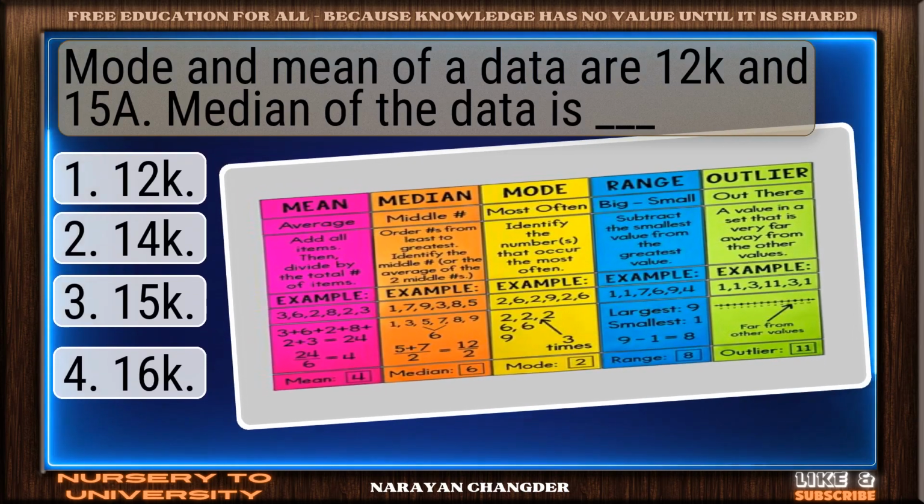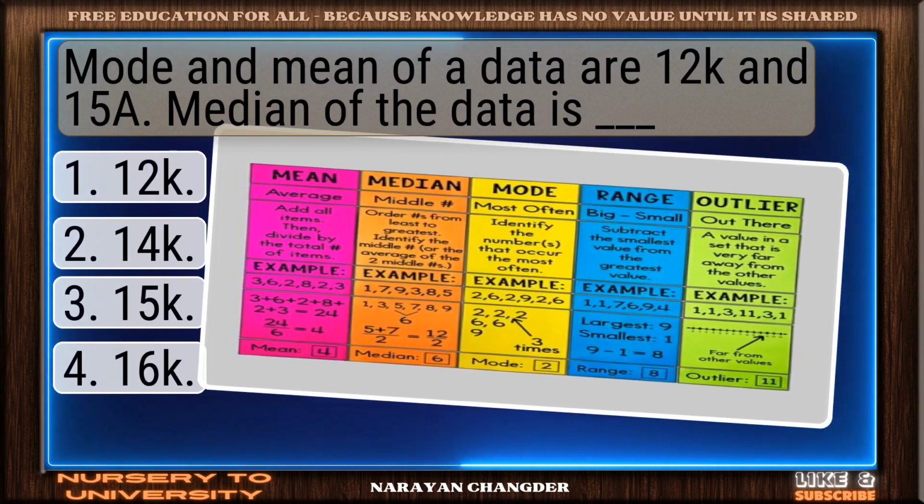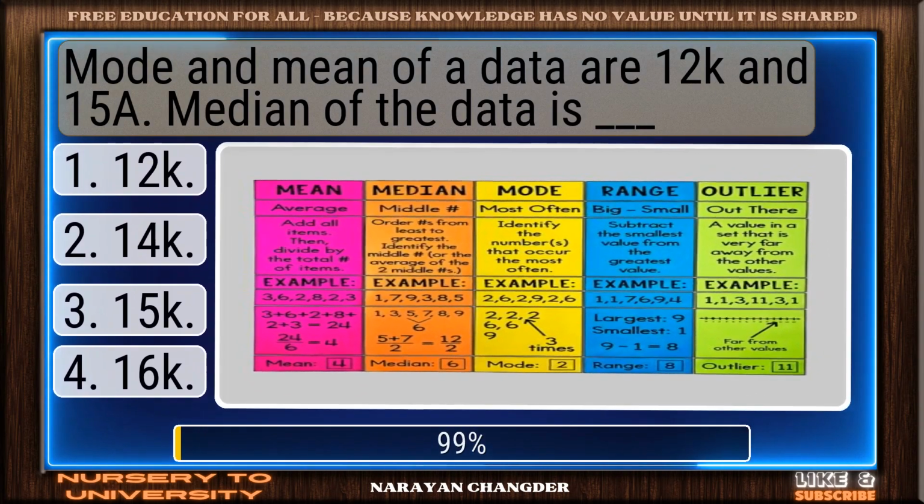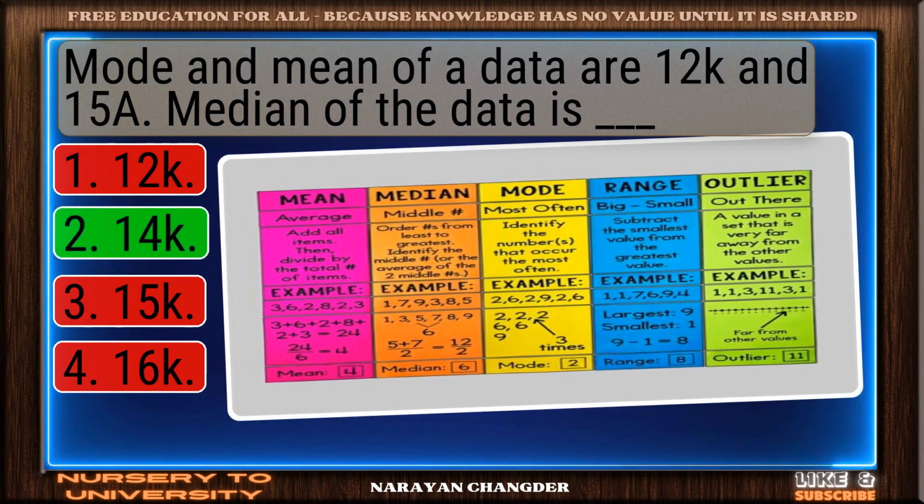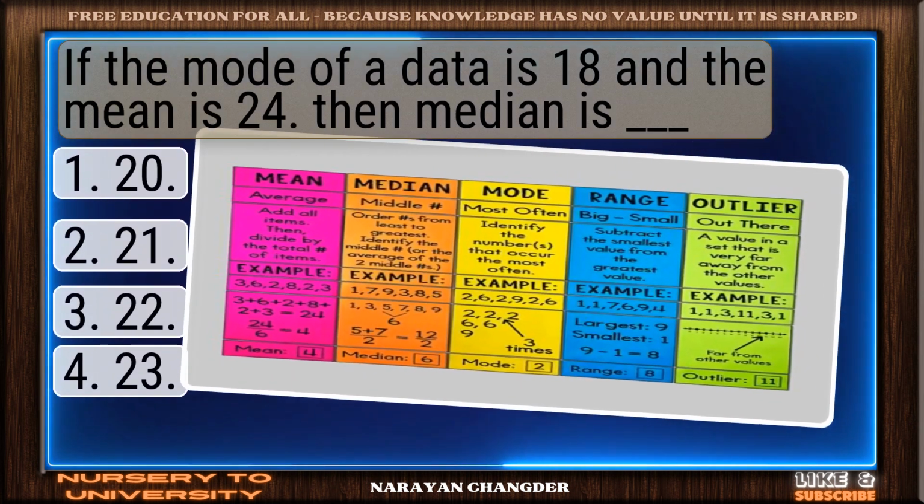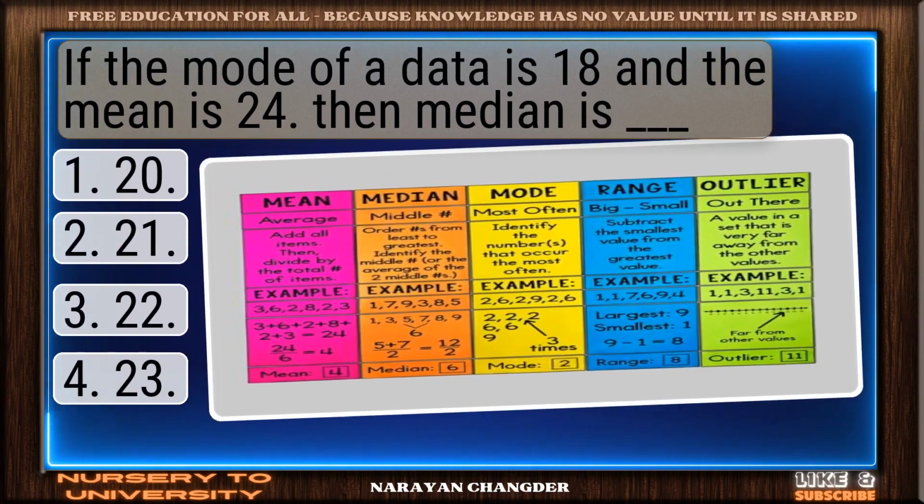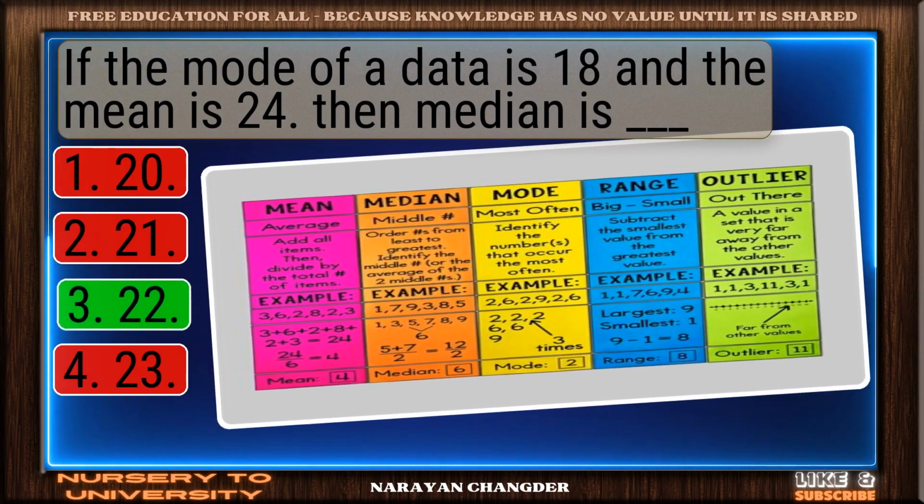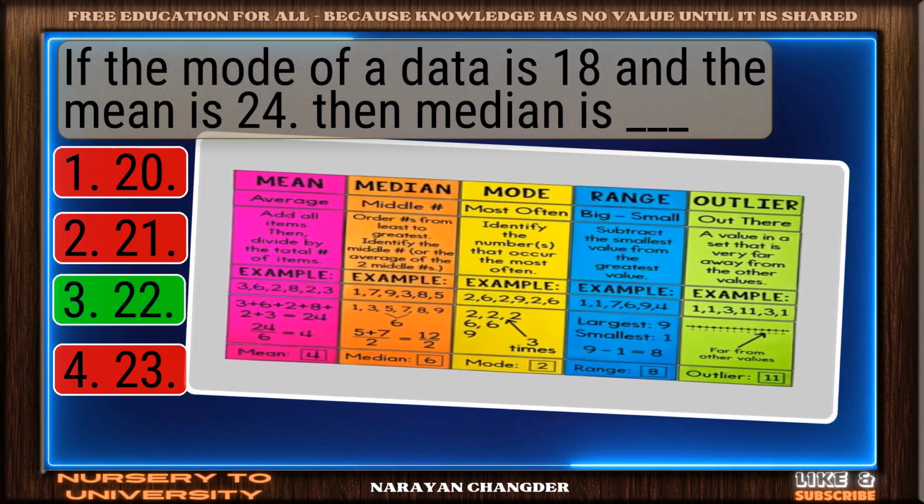Mode and mean of a data are 12k and 15k. Median of the data is dash. Well done. 14k is right. If the mode of a data is 18 and the mean is 24, then median is dash. Well reasoned. 22 is correct.